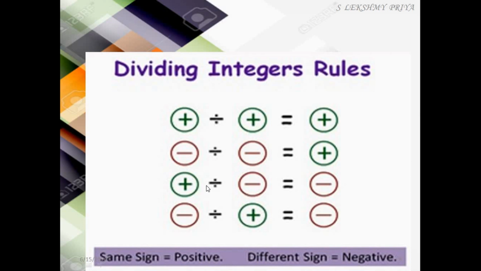So, the dividing integers rule is when you divide two positive integers together, the answer is a positive integer. When you divide two negative integers together, the answer will be again a positive integer. If the two integers are of different signs, when we are dividing a positive integer by a negative integer, or a negative integer by a positive integer, the answer will be negative. So, same sign, the answer will be positive. Different sign, the answer will be negative.